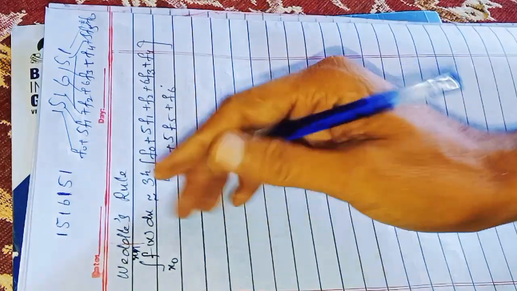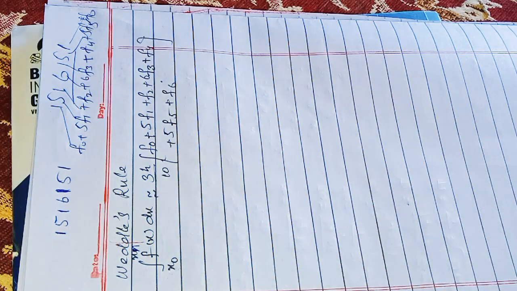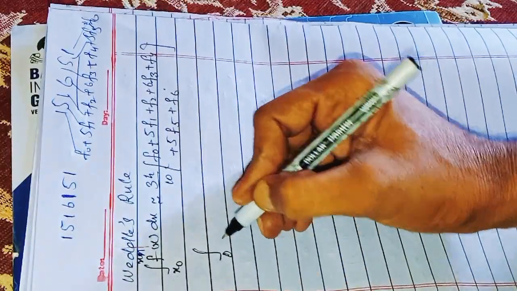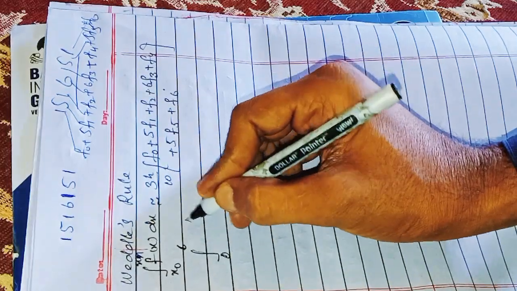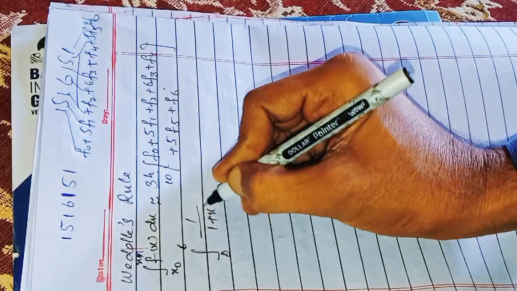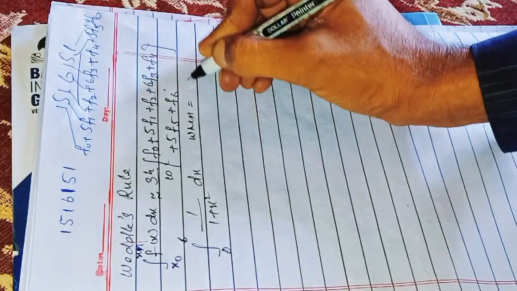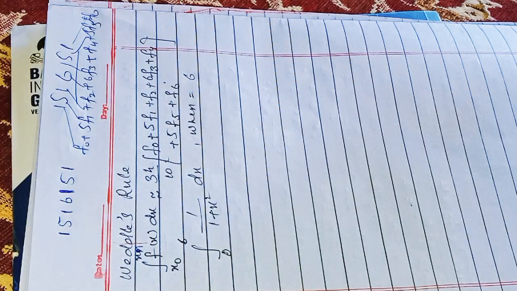Now we move on. We will solve a question. The question is: use Weddle rule to approximate the integration limit from 0 to 6 of 1 upon 1 plus x square dx, when n is equal to 6. So we have to solve this question. Now how do we solve this question?